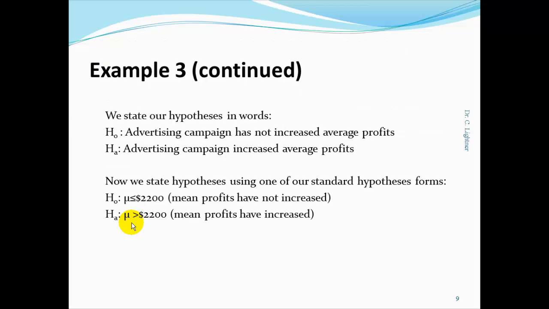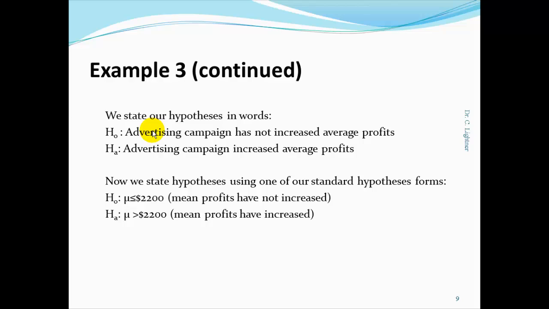Since we are trying to prove a statement true, we should state that claim as our alternative hypothesis. So here we start by writing our alternative hypothesis as: the advertising campaign has increased the average profits. We'll now state our null. Notice, regardless of which one we write first, our null should always be written on top and our alternative should be written below. So now we'll state our null hypothesis as: the advertising campaign has not increased average profits.